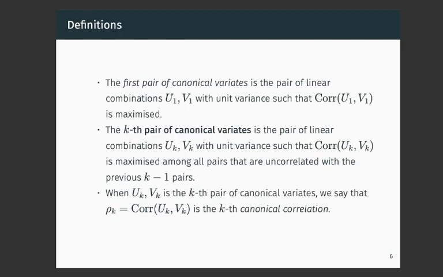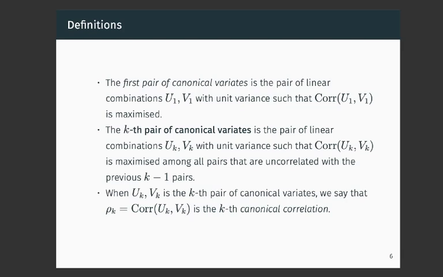So the first pair of canonical variates is the pair of linear combinations U1 and V1 with unit variance, such that the correlation is maximized. And then, just as we did for PCA, the kth pair of canonical variates is going to be the pair of linear combinations Uk and Vk with unit variance, and such that the correlation is maximized among all pairs that are uncorrelated with the previous k-1 pairs. So we're asking Uk to be uncorrelated with Uk-1, Uk-2, etc. And Vk also uncorrelated with Vk-1, Vk-2, etc.